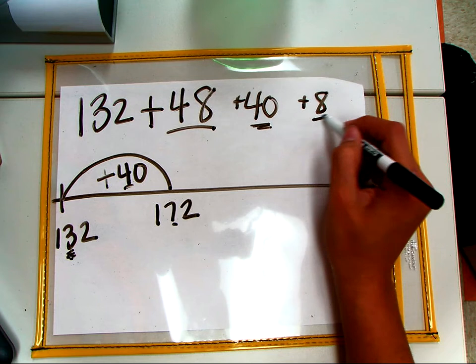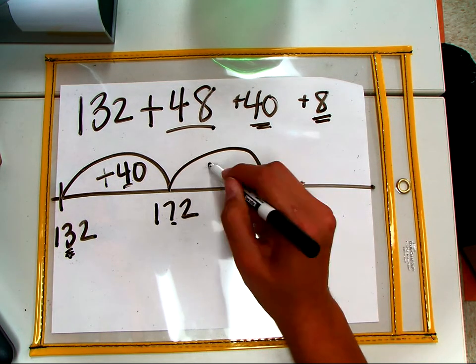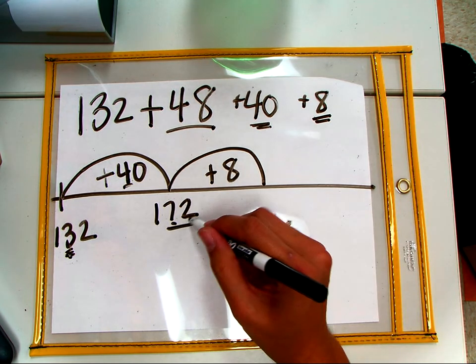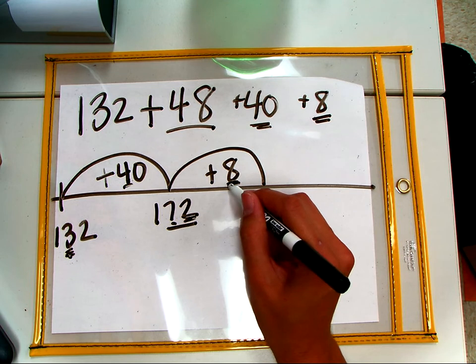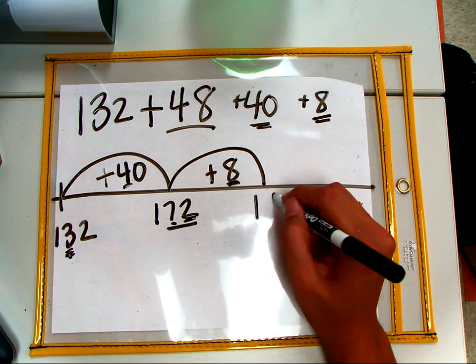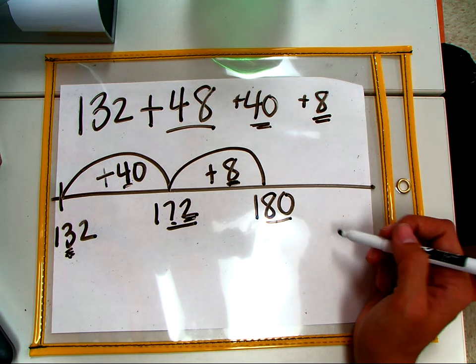From this, I still need to add 8 more. This is kind of like I'm adding 8 to 72. I know that 2 and 8 make 10, so that gets me to the next whole 10. So 180 as my sum. When I'm adding, I'm always finding the sum.